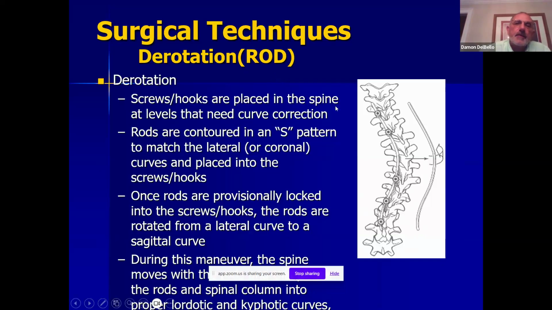A very common, and probably the most common technique that does the majority of the work, is derotation. When I say derotation, I mean rod derotation, not direct vertebral rotation. They are different. Rod derotation is the following, and this is the Cottrell-Dubosset technique, where the rod is attached to the spine in the curve, and then the rod is rotated.